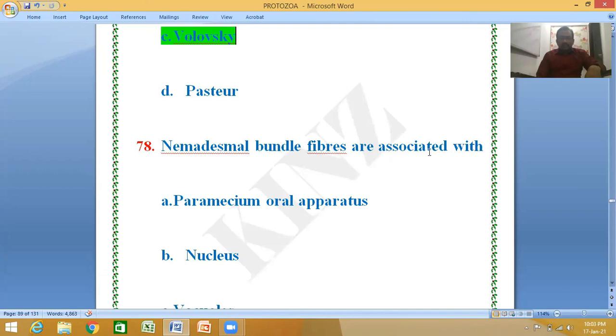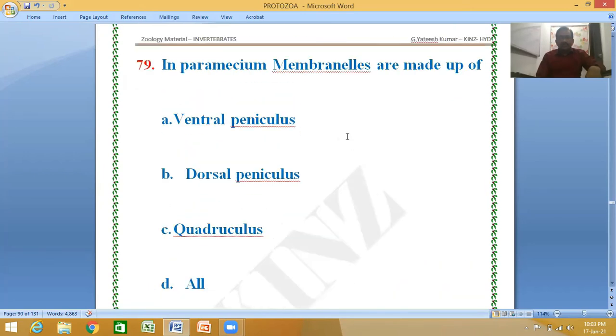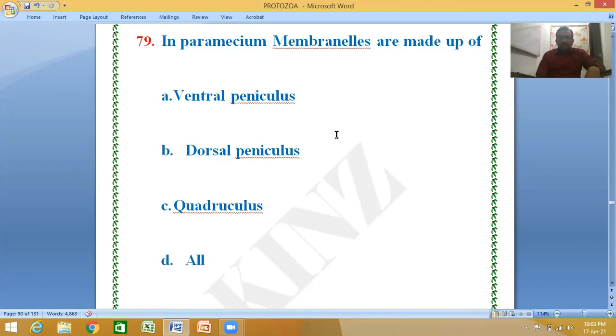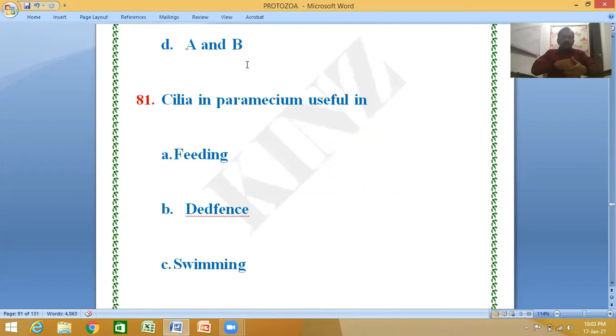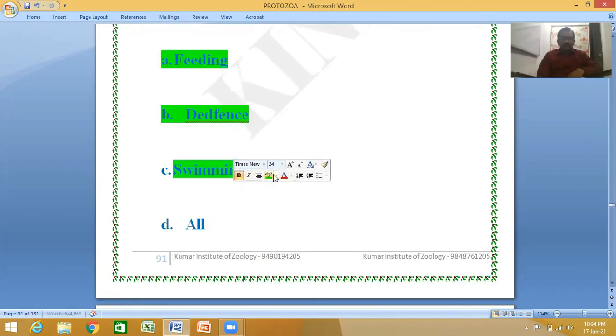Nemadesmal bundle fibers are associated with the Paramecium oral apparatus. In Paramecium, membranelles are made up of 4 rows of 3 bundles of peniculus: ventral peniculus, dorsal peniculus, and quadrulus. Option D is the best answer. The cell anus for ejection of waste is also called cytopyge. Cilia in Paramecium are useful in feeding, defense, swimming. Yes, all these things. Feeding, defense, swimming is the answer.